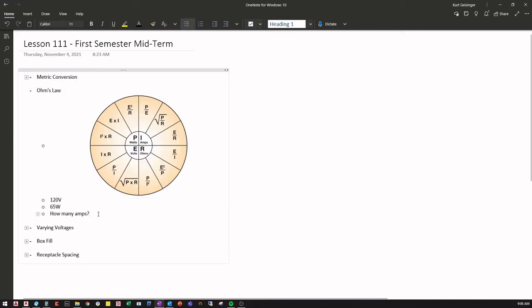Ohm's law. This is a big one. You must be familiar and competent with Ohm's law. There's no way around it, because even in the next category here, varying voltages, we're going to need to use Ohm's law very effectively, very efficiently. So I went ahead and found an Ohm's law wheel for us to take a look at. But as a quick reminder, hopefully this sounds very familiar.